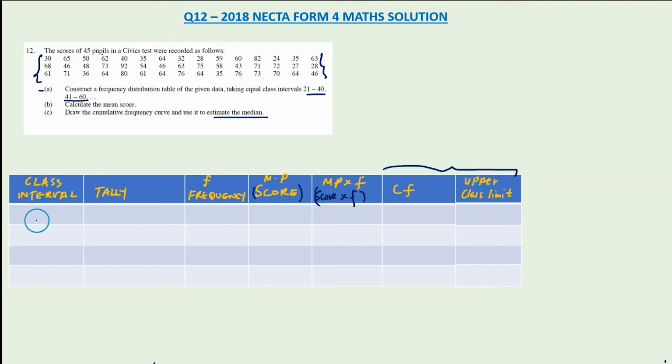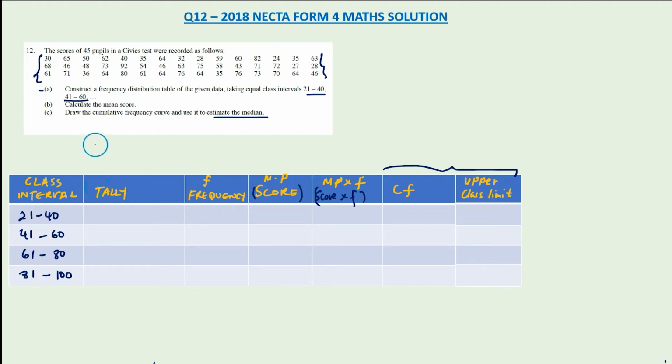Okay, and now for your rows, you need to look at what's your minimum data and what's your highest data. So the lowest data is in the 20s and the highest is in the 90s. So I planned it. I know I need to do 21 to 40 and then 41 to 60 as told. The next one is going to be 61 to 80 and then 81 to 100. So I knew I needed to plan for 4 rows altogether.